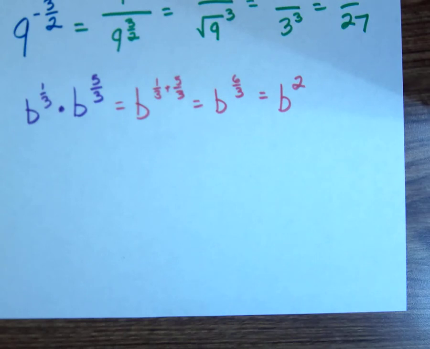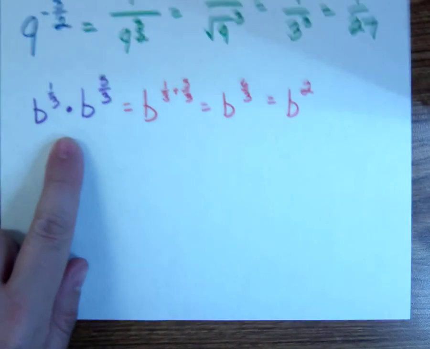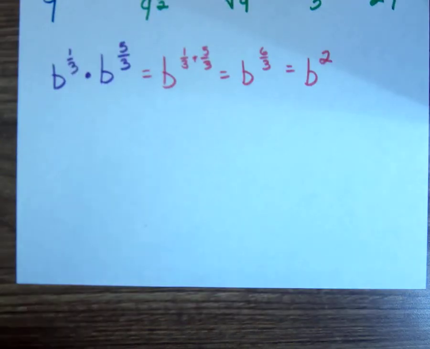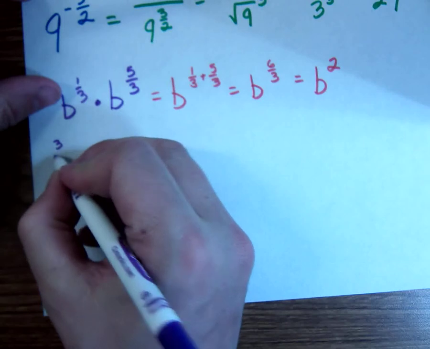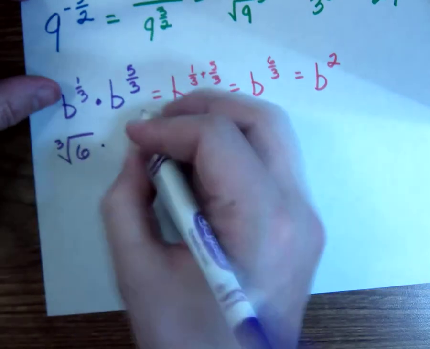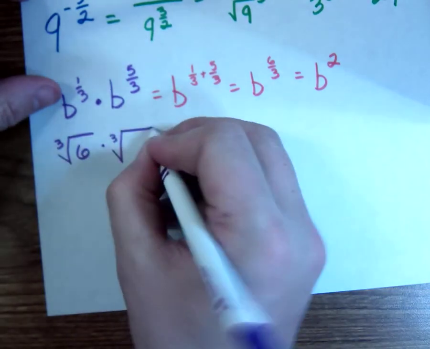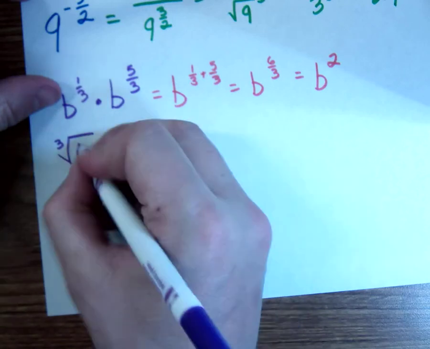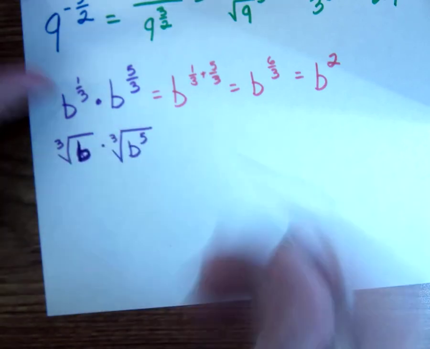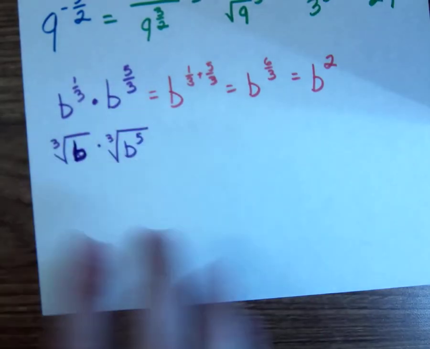Now, why is this valuable to us? Because this problem was really easy. I just added the exponents, but I could have written this problem like this. Sorry, that's a b, not a 6. These are the same thing. That's the same problem.